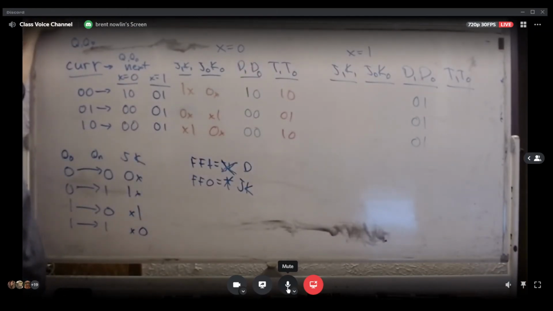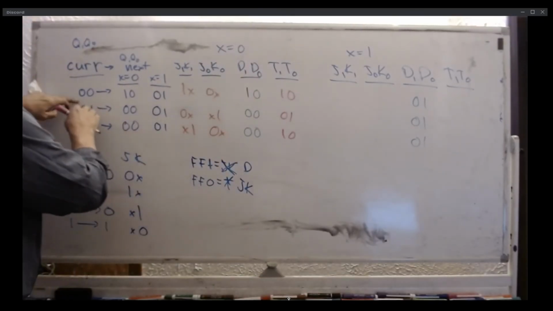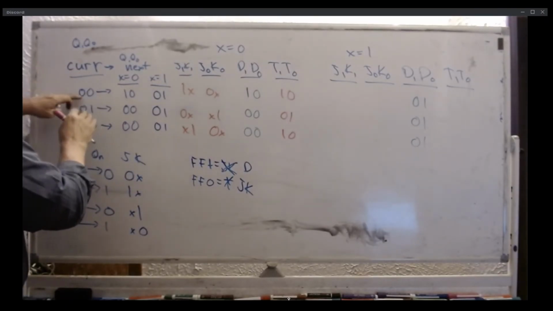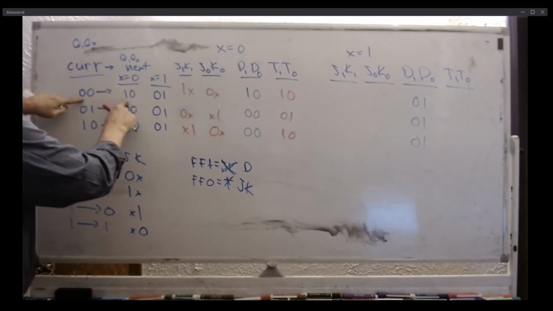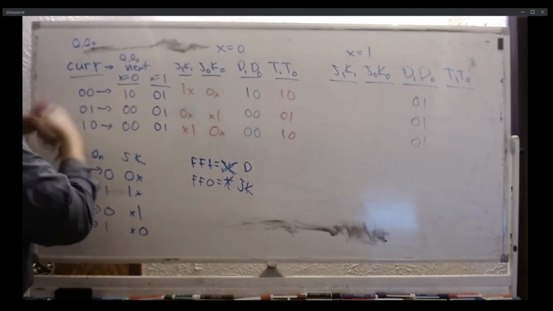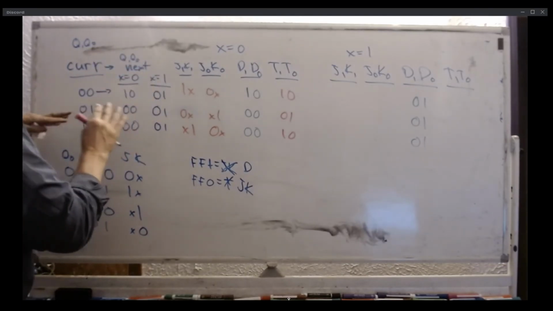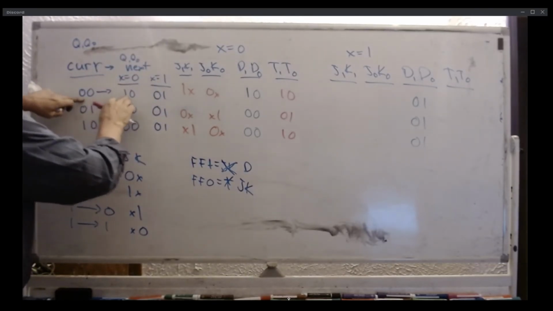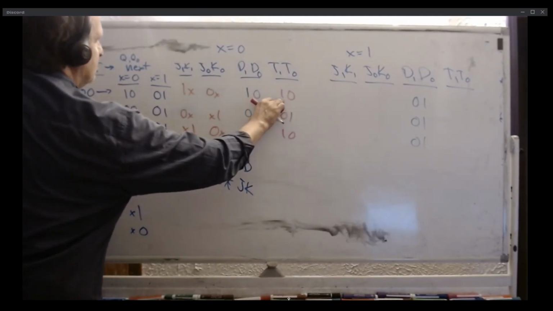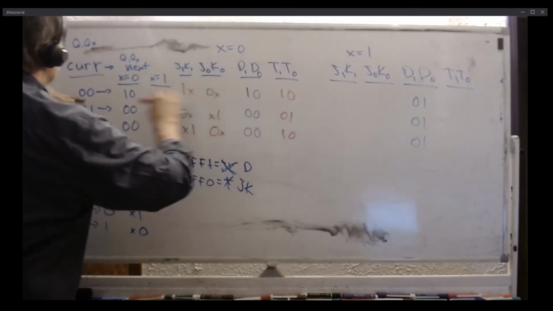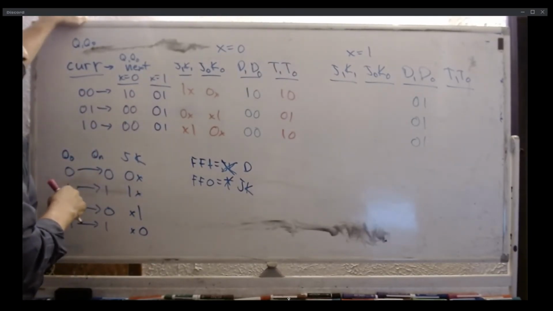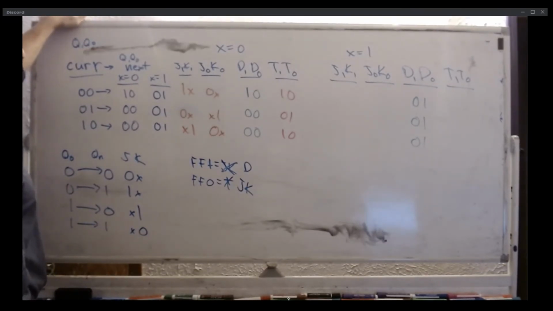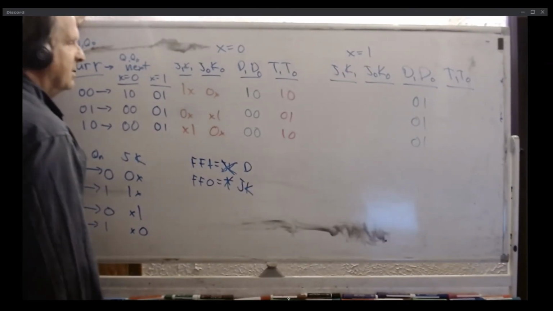So why is the T what it is? When we go from current state to next state, if the Q changes, it doesn't matter whether it's going 0 to 1 or 1 to 0. If it changes, the T bit has to be a 1 to make that change. And if the second one doesn't change, it's a 0, it stays put. Does that make sense, Kylie? Yep, that makes sense.